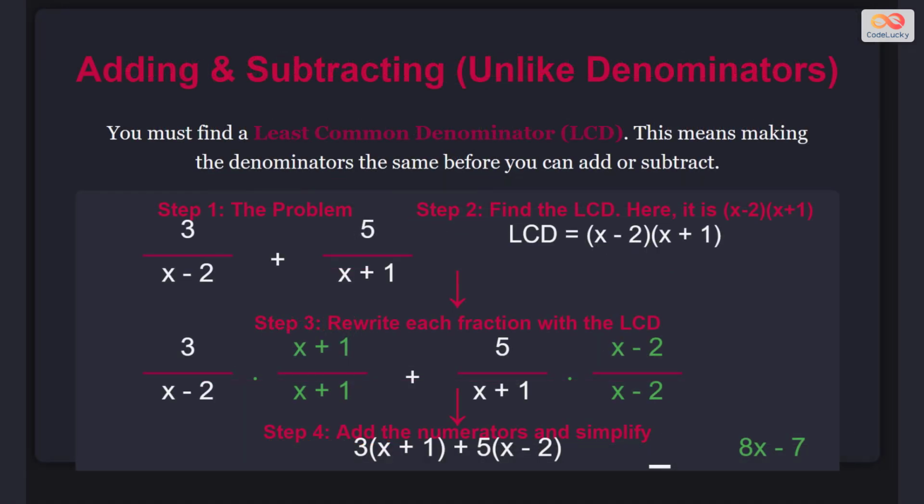The most challenging operation is adding or subtracting expressions with different, or unlike, denominators. To do this, you must first find a least common denominator, or LCD. The LCD is the smallest polynomial that is a multiple of both original denominators. You then rewrite each fraction so that it has the LCD as its new denominator. This involves multiplying the top and bottom of each fraction by the missing factors. Once the denominators are the same, you can add or subtract the numerators as usual.